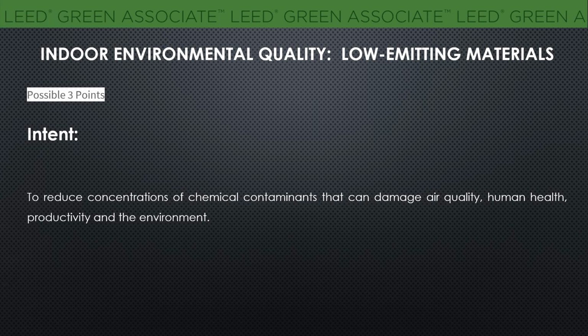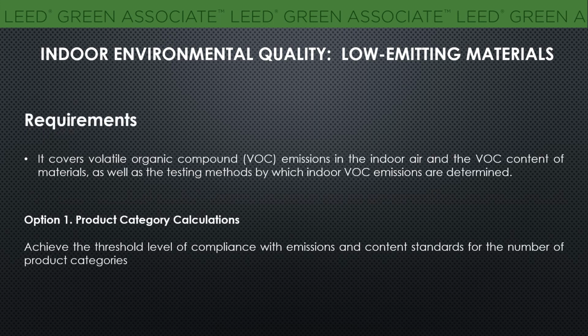The credit is low emitting material and it can get up to 3 points. The intent is to reduce concentration of chemical contaminants that can damage air quality, human health, productivity and the environment. Now let's look at the requirements. This credit includes requirements for product manufacturing as well as project teams. It covers volatile organic compounds, VOC emission in the interior air, and the VOC content of material as well as the testing method by which indoor VOC emissions are determined.